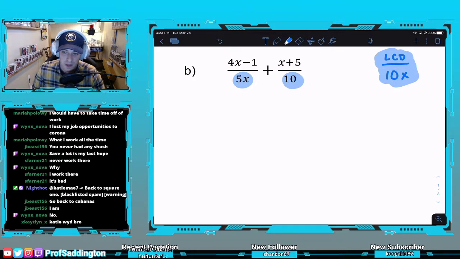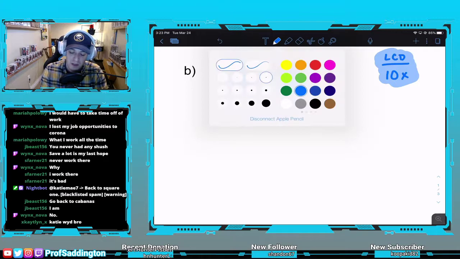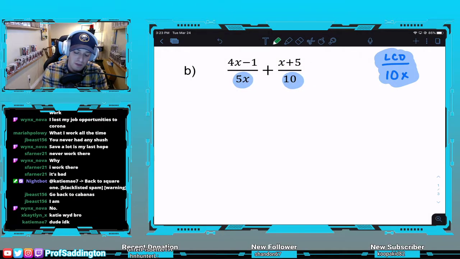Okay? So I need it to be 10x. Now I'm just going to multiply it through just like we did in the last problem. First one, I'm going to have to multiply it. Oh, I got to use the dot. I can't use the x. I got to multiply it by 2. Whatever you do to the bottom, do to the top. On the other side, I'm going to have to multiply it just by x because it's already 10.